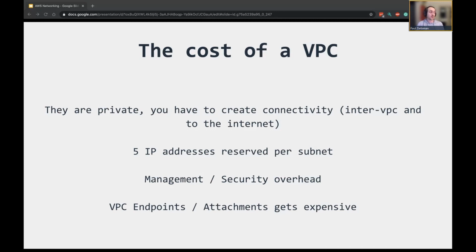And sometimes it's impossible. Like at a client, we got to a point where they said, there are no more IPs. You have to be smarter with your IP addresses. And 5 IPs per subnet.